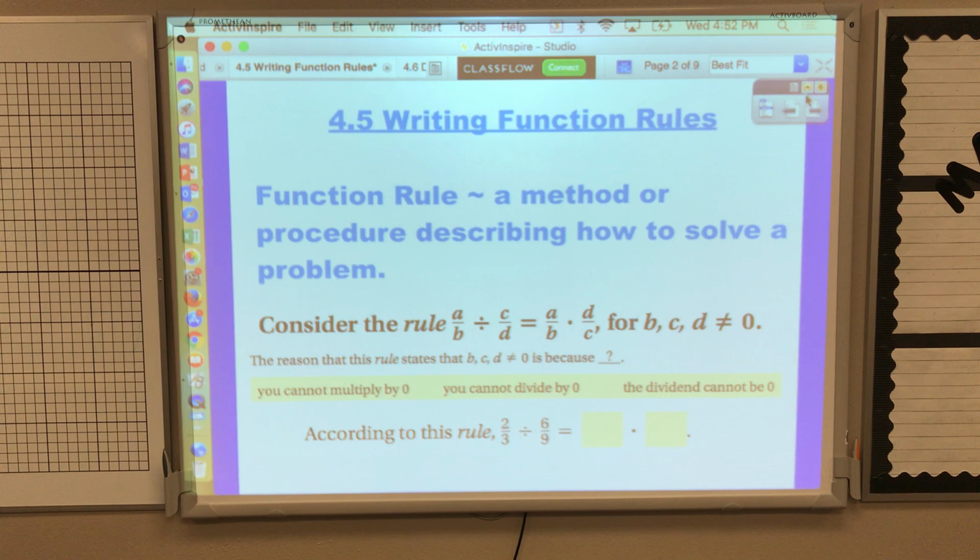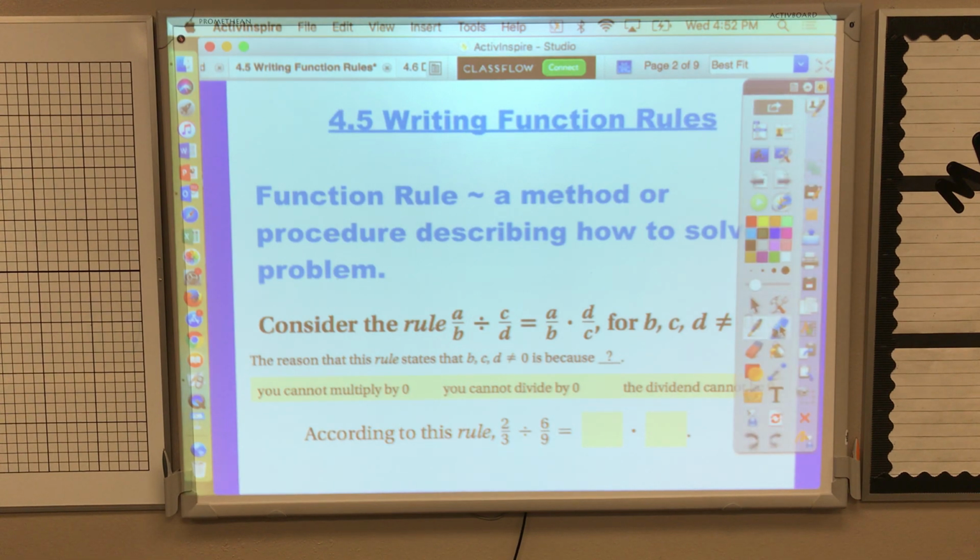is a method or procedure describing how to solve a problem. Okay? Method or procedure describing how to solve a problem. Okay? What it really is, is our equation.